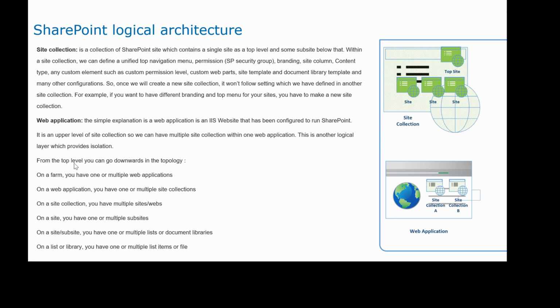Another thing is, when you go from the top level downwards, this is the topology. First comes the farm. A farm is nothing but a collection of web applications. A web application is a collection of site collections. Site collections can have multiple subsites, which we also call webs. On a site, we can have multiple subsites, and each subsite can have multiple list libraries, and each list library can have multiple list items or files.